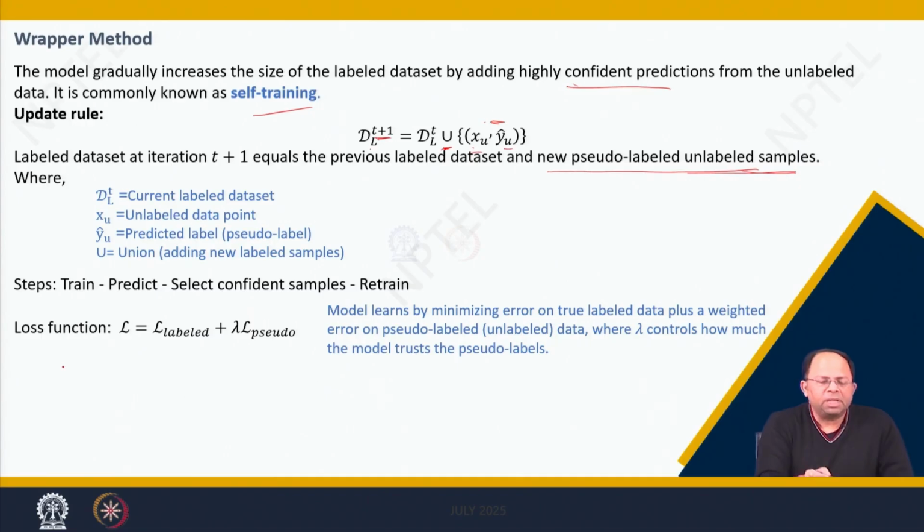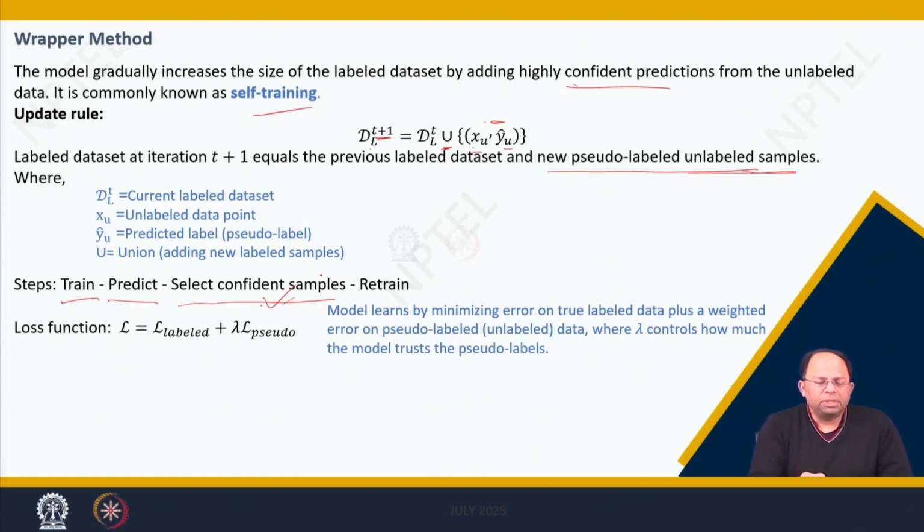So the steps are: you first train the model, then we do predictions, of course on the labeled data, and then we start predicting. The ones which are predicted with higher confidence, only those are selected. So we select confident samples, that means the predictions where the confidence level is high, and then we retrain the model and we keep going. Gradually we increase the confidence levels over the different unlabeled samples.